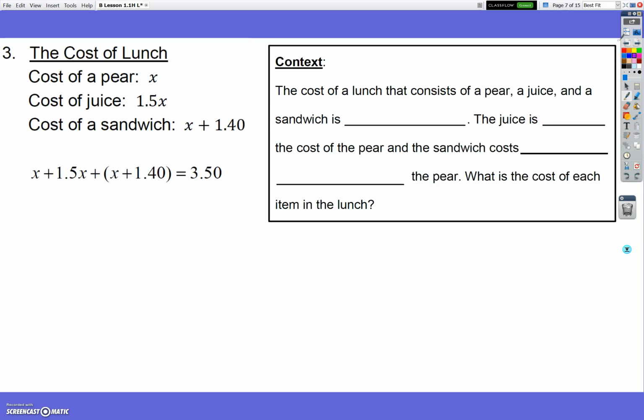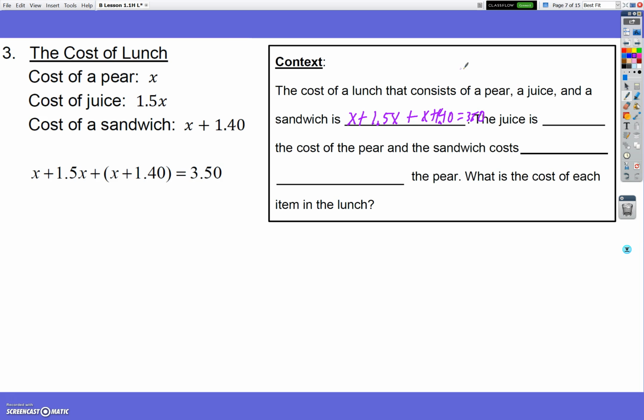So it says the cost of lunch. Same idea now. It says the cost of a pear is x, the cost of juice is 1.5x, and the cost of a sandwich is x plus 40. So if we were to write context in order for us to get this, the cost of lunch that consists of a pear, juice, and a sandwich is x plus 1.5x plus x plus $1.40 is equal to $3.50.